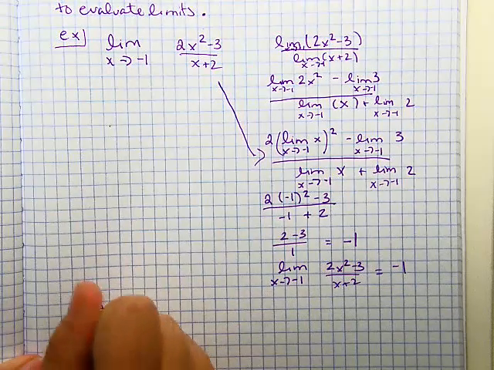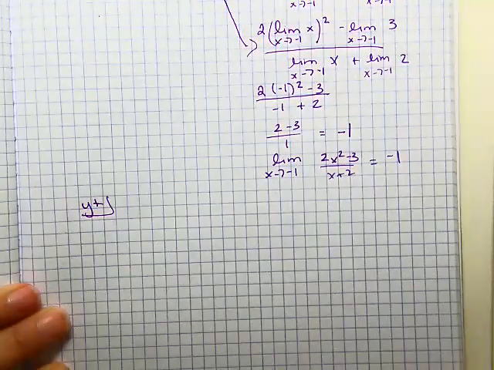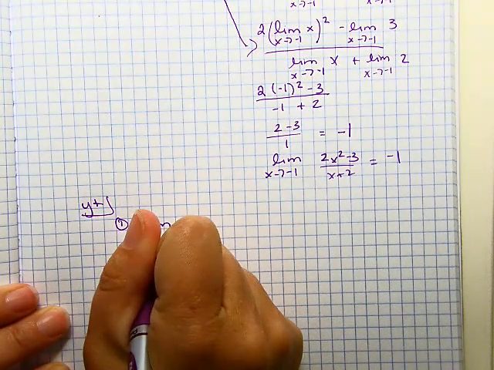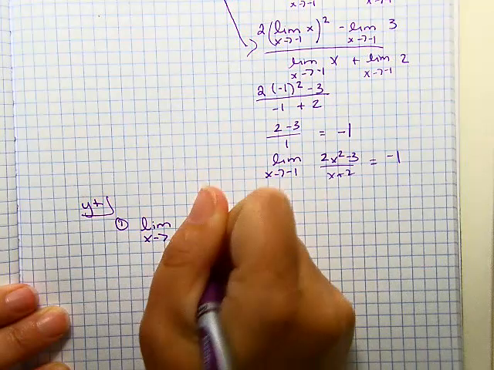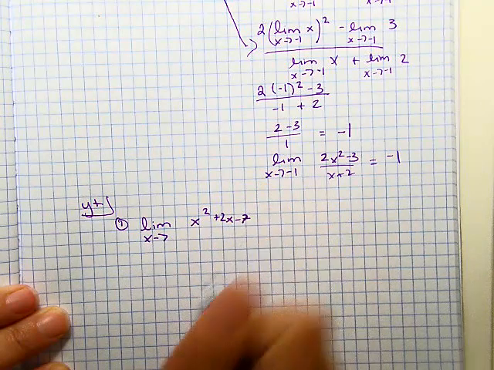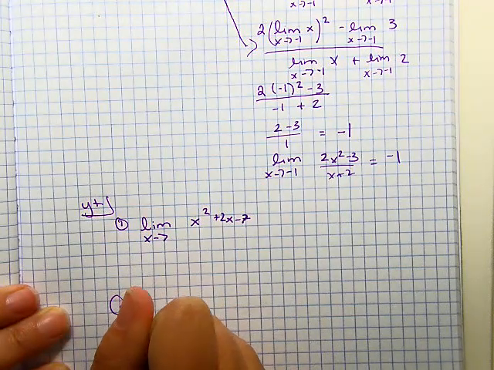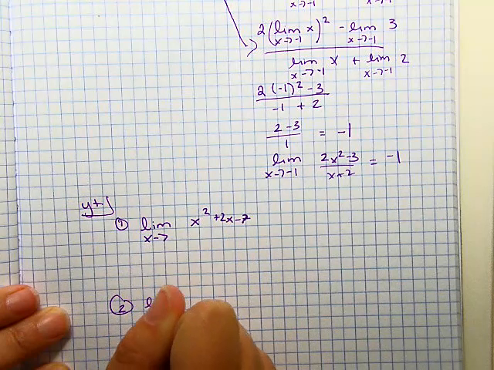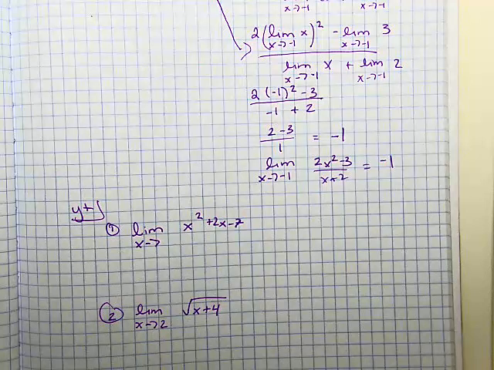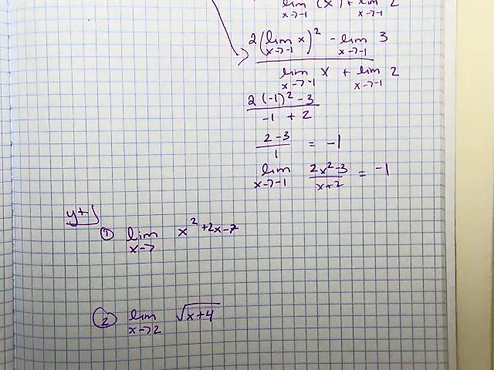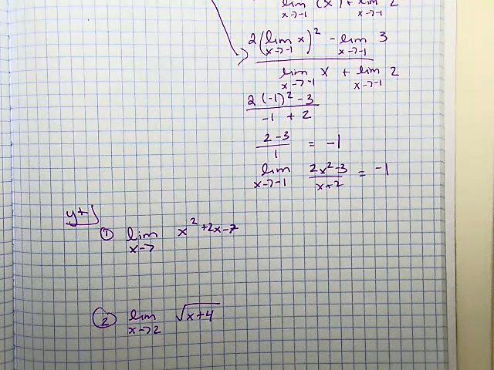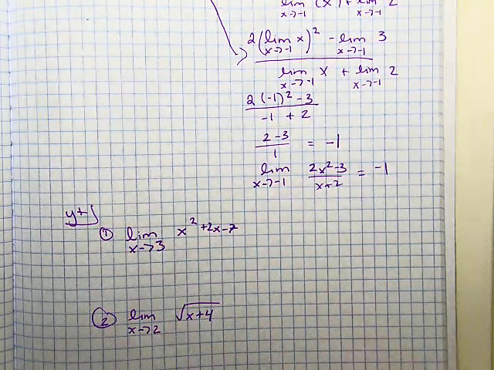So here's my your turn. There's 2 problems. Give them both a try, and then we're good. And do today's homework. So x approaches 3 of x squared plus 2x minus 7. And problem 2, limit as x approaches 2 of the square root of x plus 4. So give those a shot. Oh, I didn't even tell you what, x approaches 3.